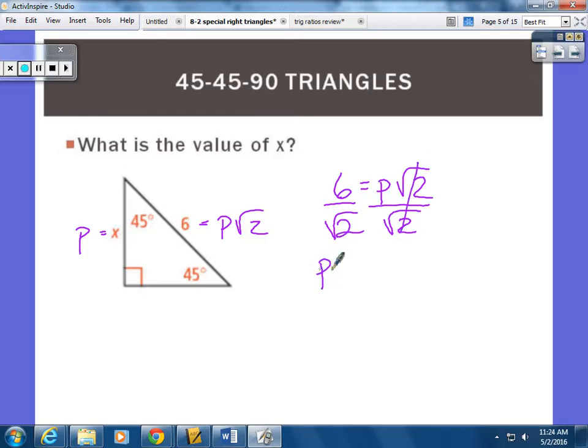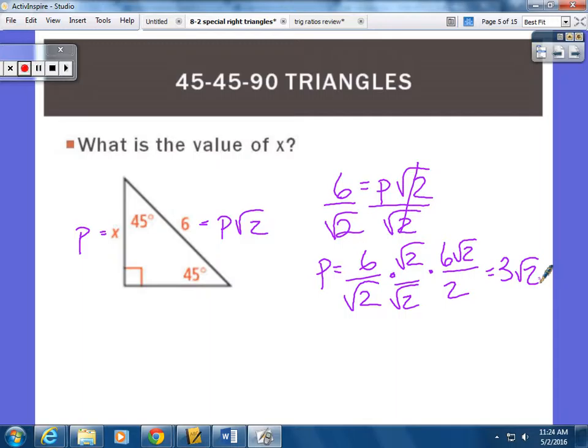So now I have P equals 6 over root 2. We did that for the warm-up. So I multiply by square root of 2 over square root of 2. And I have 6 root 2 on top and 2 on the bottom, and that reduces to 3 root 2. So now I have P equals 3 root 2, so that means x, which equals P, is 3 root 2.